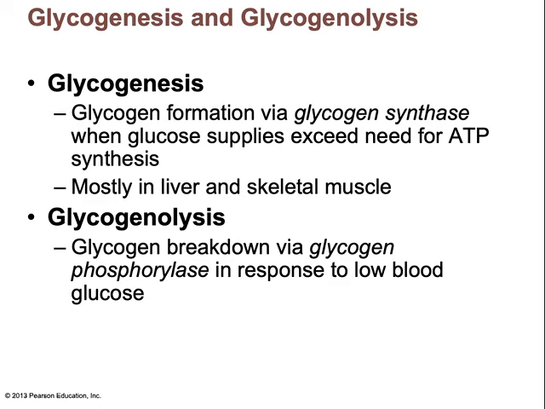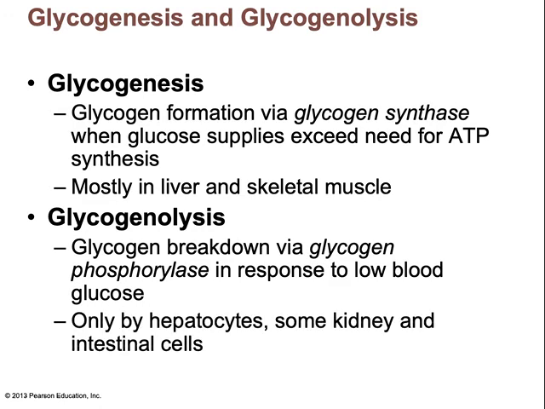Glycogenolysis is the process of breaking down that glycogen, right? And so that's when we want to utilize that stored energy and put it into the blood. We take the glycogen, we split it into glucose, we let it go into the blood, and this happens only in liver cells, okay? And as a response to low blood glucose levels.